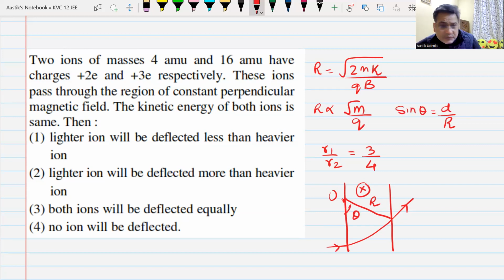It is inversely proportional to r, and therefore the ion with the smaller radius will get deflected more. Do we understand this? Yes or no? Yes, sir. Okay, great.